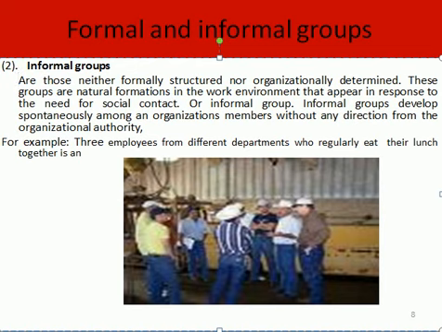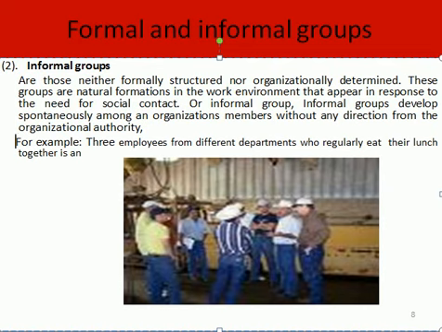Or we can define it in another way: informal groups develop spontaneously among organization members without any direction from the organizational authority. It means that the authority has not been given from the top level management to form any specific type of goal. This type of group does not have any sort of formal structure and is not organizationally determined, but is made in response to the need of the time.